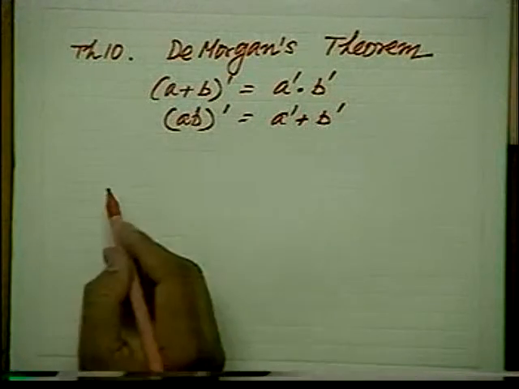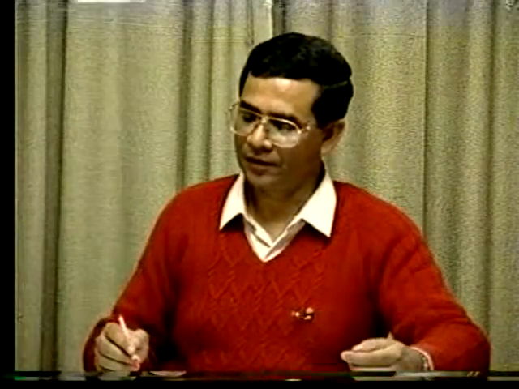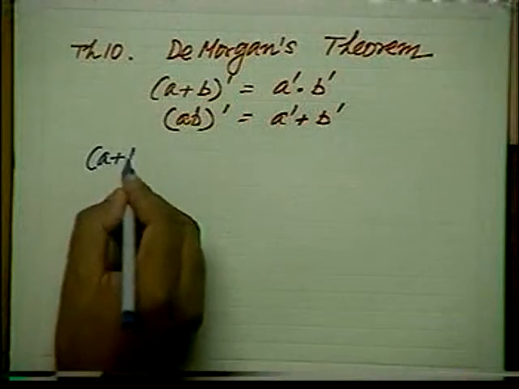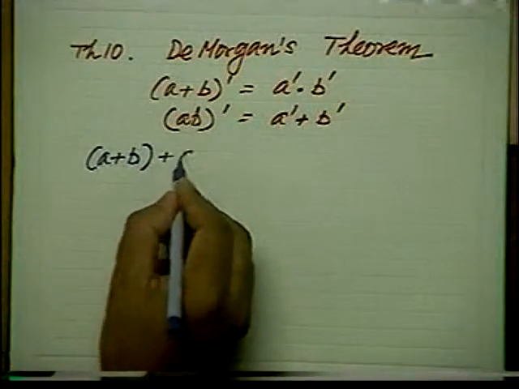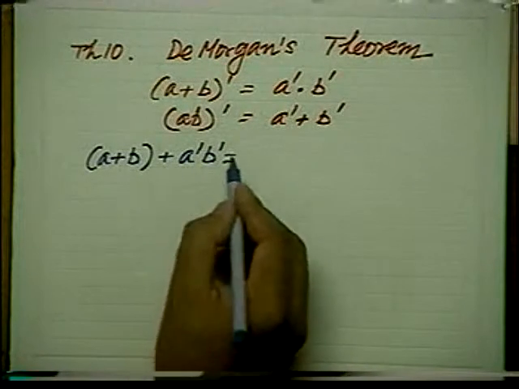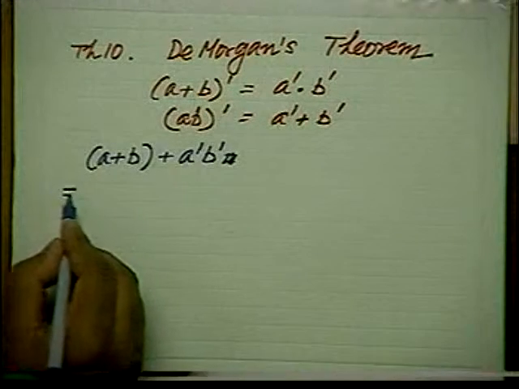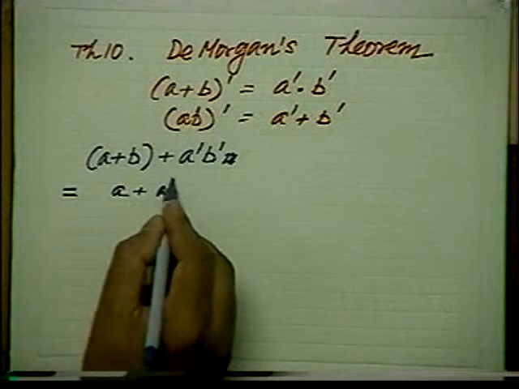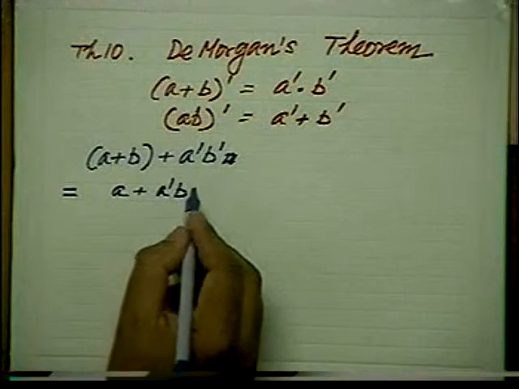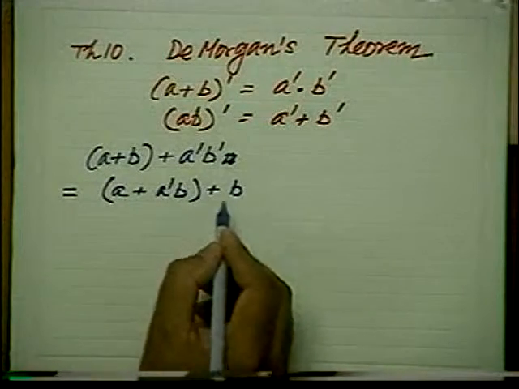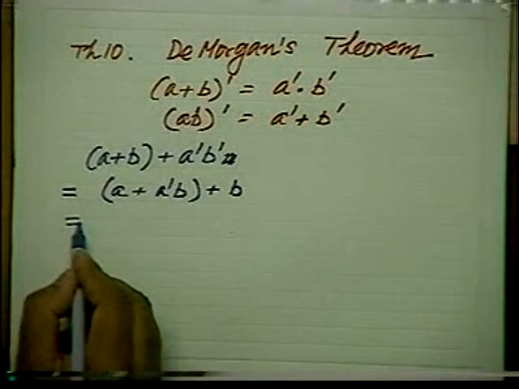Now let's try to prove De Morgan's theorem. To prove it, let us go this way. Let us take (a + b) + a'b'. Let's see what it is. It is equal to (a + a'b') + b. What is this a + a'b'?